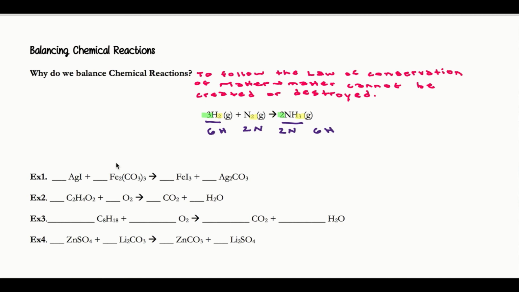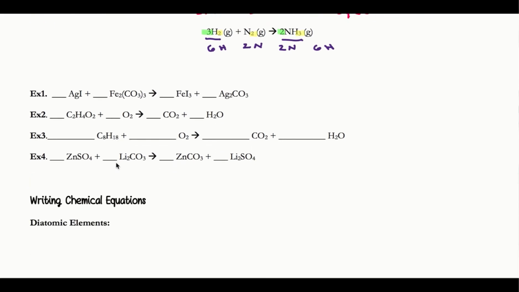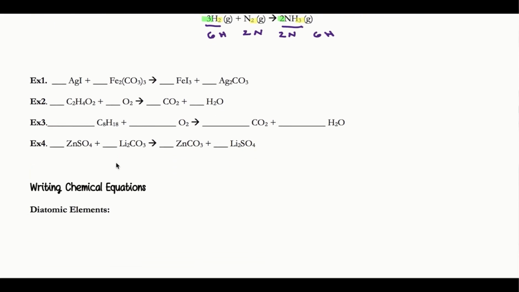For example 1, okay, I'm going to go through and explain my thought process. All right, I first look, I've got 1 silver on my reactant side. I've got 2 silver atoms on my product side. So I know I'm going to have 2 silver atoms on my reactant side, so I'm going to put a 2 here. Okay, now what does that mess up?